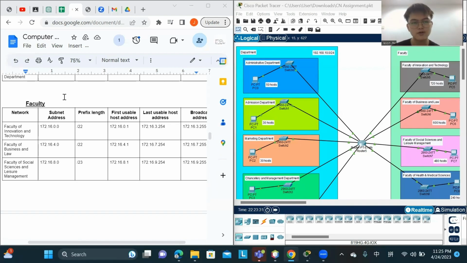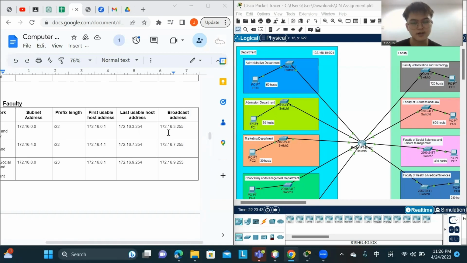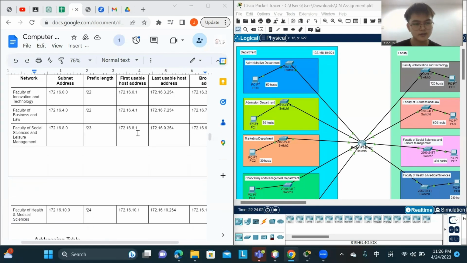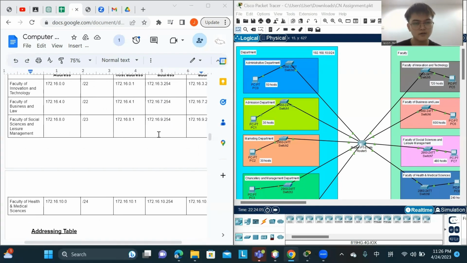So the range will be 172.16.0.0 until 172.16.3.255. So we can see the first and the last will be subnet address 172.16.0.0. The broadcast address is having the last, which is 172.16.3.255. The first usable host address is in the range of the first, 172.16.0.1. The last usable host address will be 172.16.3.254. So this is the overall, all you can see that.